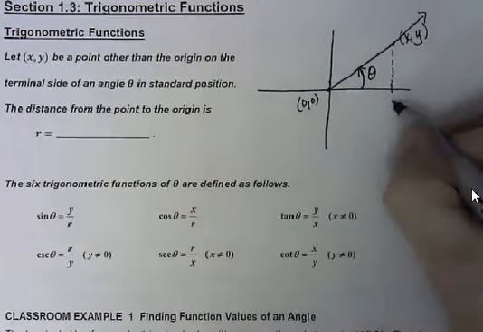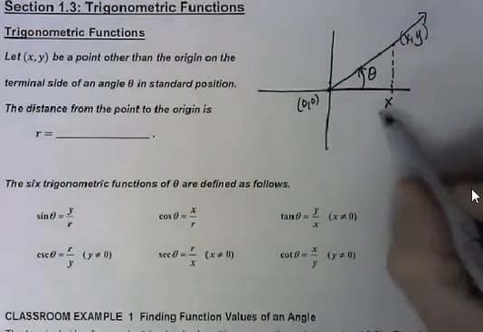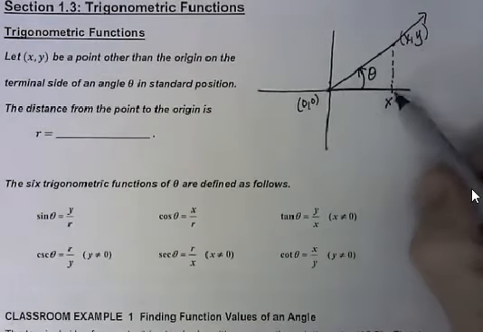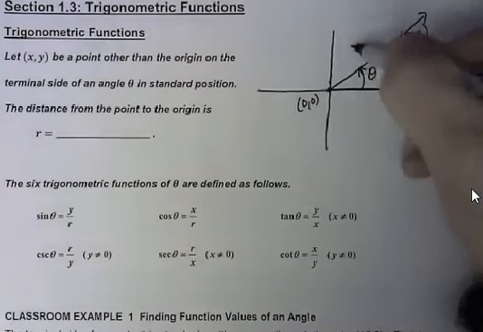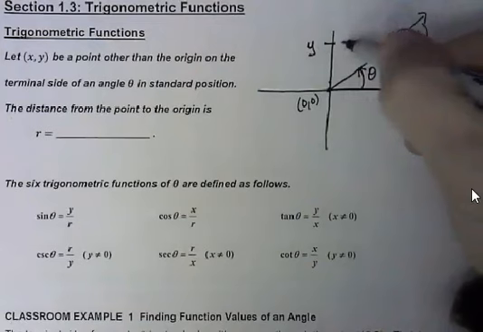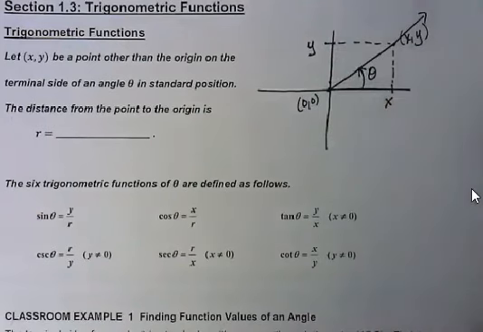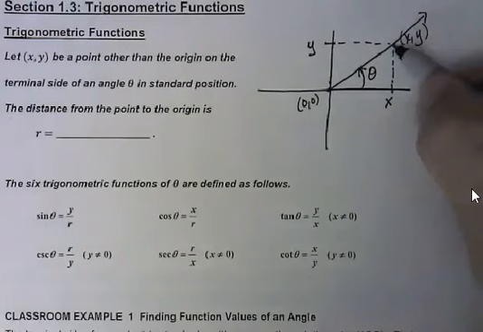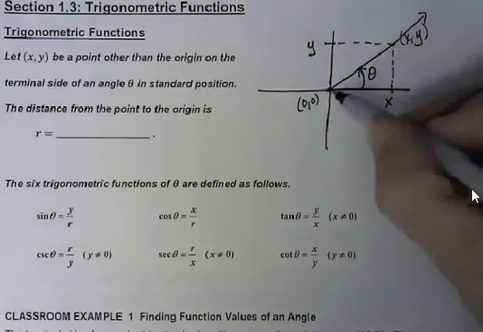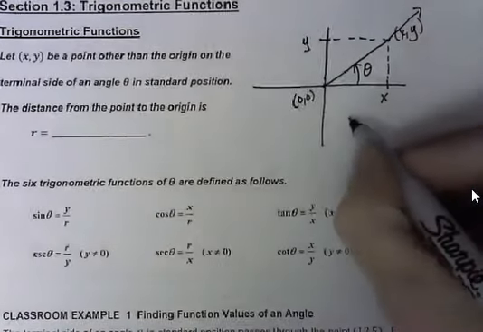First of all, we know the x-coordinate of the point, so we know that this distance from the origin to here is x. And we also know the y-coordinate of the point. So the distance here from the origin up to this point is y. The other value that we need to know is the length of this line segment from the origin to the point. To find that, we're going to use the distance formula.